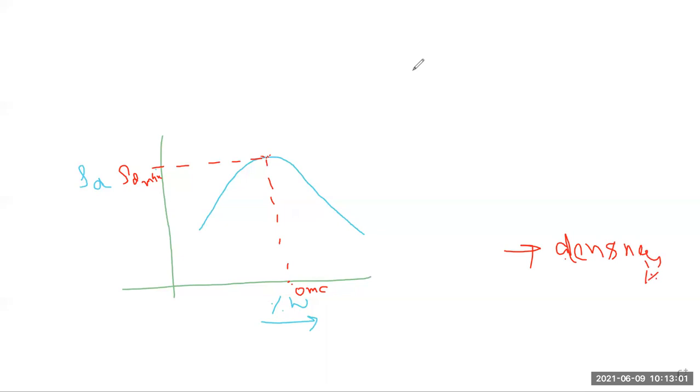So the compaction curve is used to find the water content of soil which gives maximum dry density, also called maximum compactness. Maximum compactness at this water content, and also we can say maximum denseness. Maximum density. So the density value is this, and the water content value is the OMC.